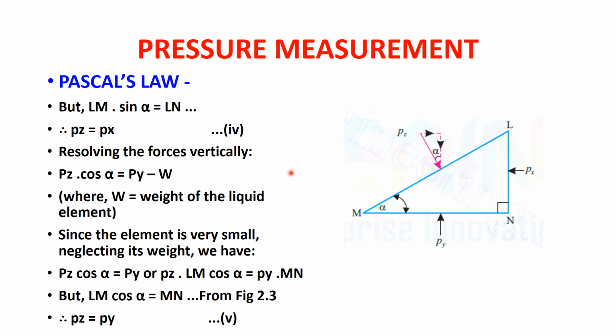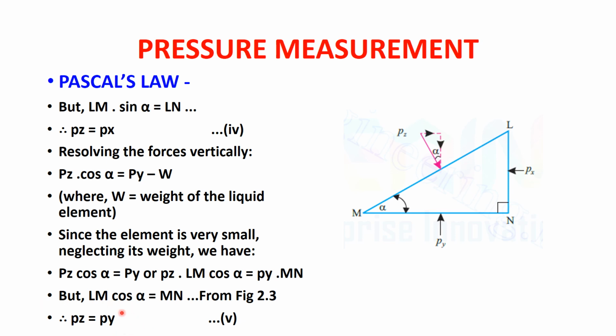Now resolving the forces vertically. Now see, the vertical force is the actual weight of the element, that is W. Pz cos alpha, because it is the vertical direction, is equal to Py, that is again a positive direction force, minus W, the weight going in the downward direction. Since the element is very small, we are neglecting its weight here. So we get Pz cos alpha is equal to Py minus W, so Pz cos alpha is equal to Py. Pz Lm cos alpha is equal to Py Mn. So directly we get Lm cos alpha is equal to Mn, so we get Pz is equal to Py.